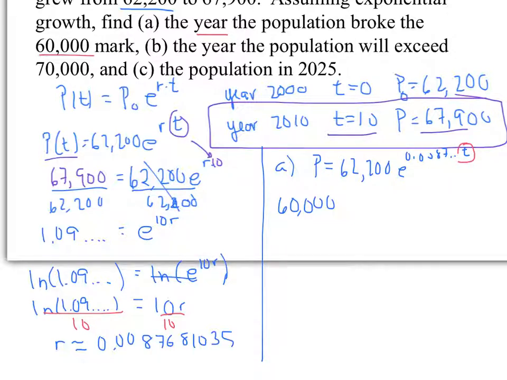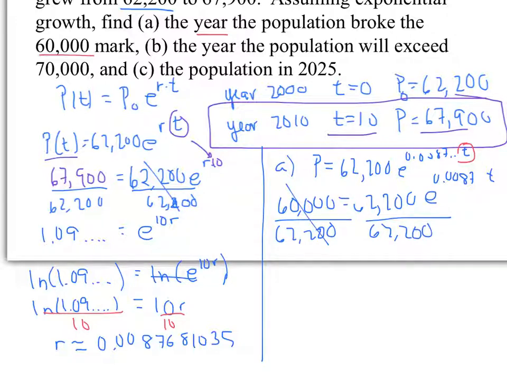And so when we set this up, we said 60,000 is equal to 62,200 e to this weird number, t. Well, we know what to do again. It's exactly the same steps we just did. We divide both sides by 62,200. This cancels, and the left-hand side is close to 0.967 and some other digits. Again, I don't round yet, but I wanted to round for this. Here I get e to the 0.0087 t with some other stuff times t. We know we take the natural log of both sides.